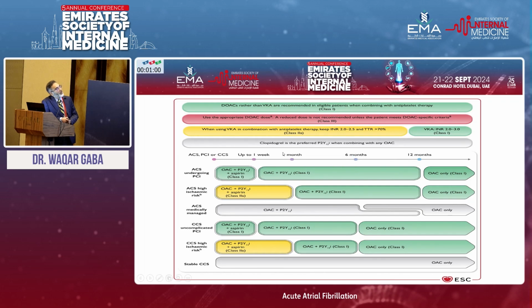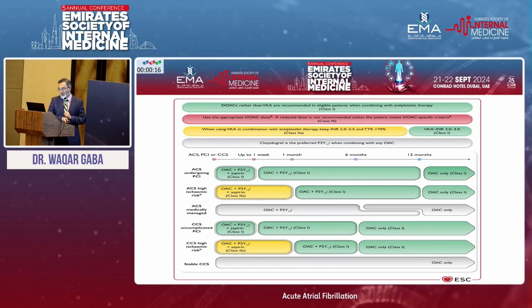For ACS patients who are medically managed, you can see just clopidogrel up to 6 months. So the bottom line for this slide is that DOACs, if required, are preferred over VKA. If you are going to use any antiplatelet, use the minimum. If you are going to choose among aspirin, clopidogrel or ticagrelor, you choose clopidogrel. When you choose clopidogrel, be careful of why you're using it, because if it's stable chronic, you don't need clopidogrel. You're just okay with oral anticoagulation. But in some instances, you might need it for a week or for 1 month or even longer in some cases.